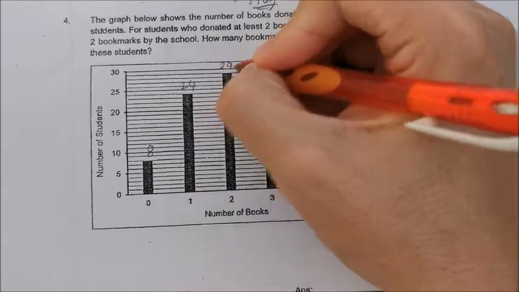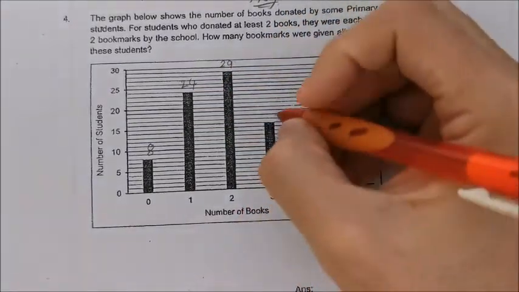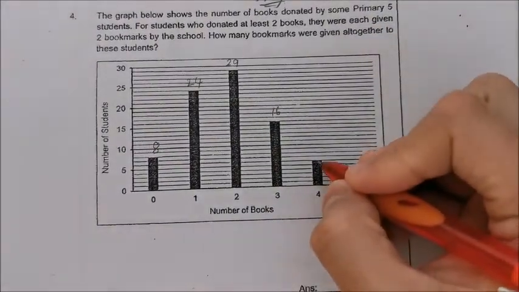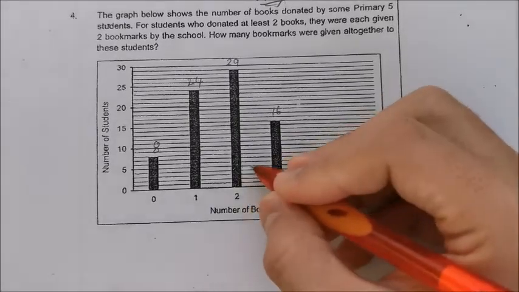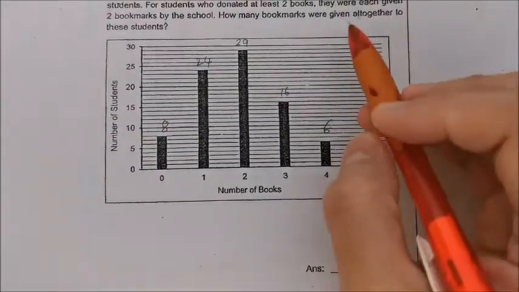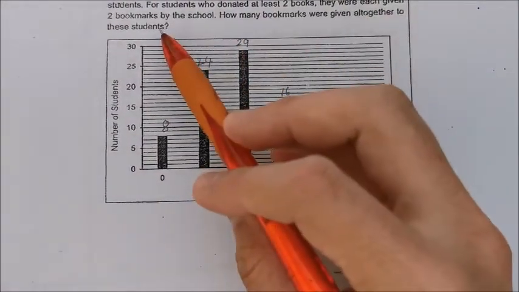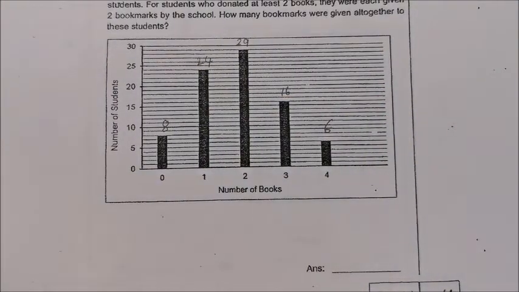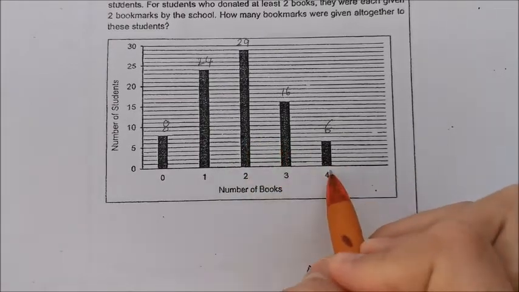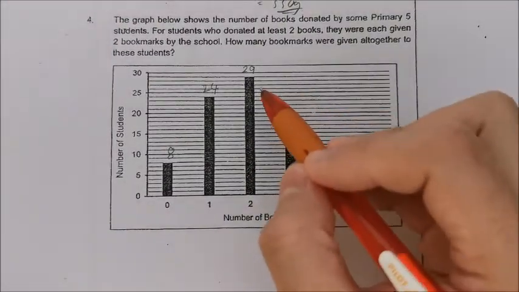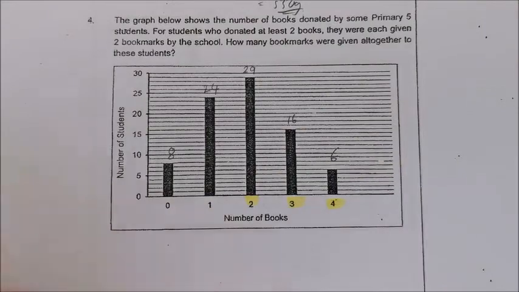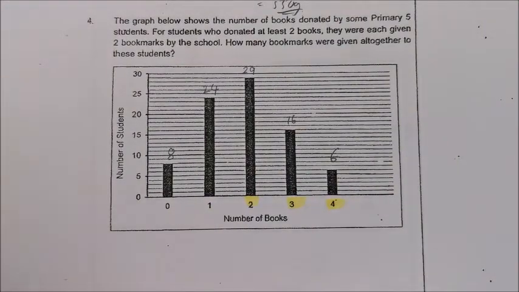29 students donated 2 books each. And 16 students donated 3 books each. And lastly, we have 6 students who donated 4 books each. Okay. So how many bookmarks were given to these students, guys? Those who actually get the bookmarks are those students who donated 2 or more books. So those who donated 2 or more books, it will be 2, 3, and 4. So we just need to add up the total number of students.